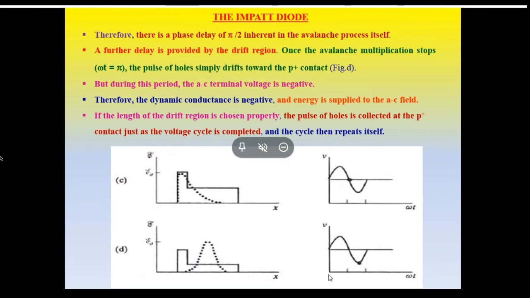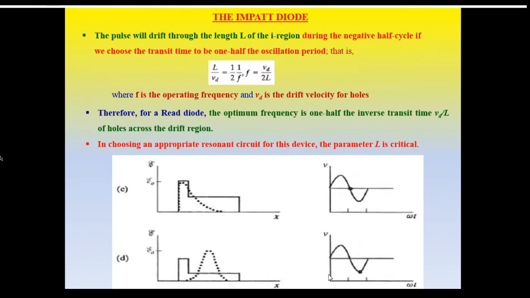And when should this happen? Just as the voltage cycle is completed. So in every cycle the avalanche process will start and it will complete. So there is some optimum frequency. The formula is F equals Vd by 2L.